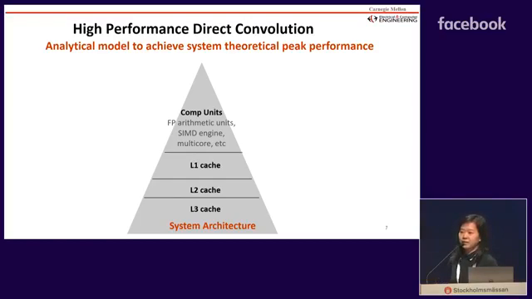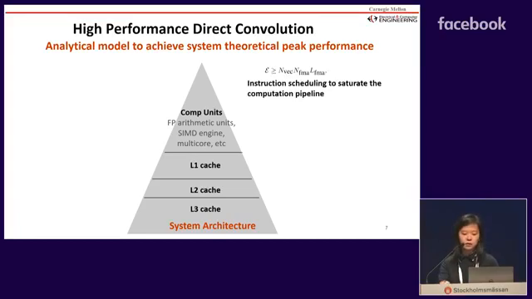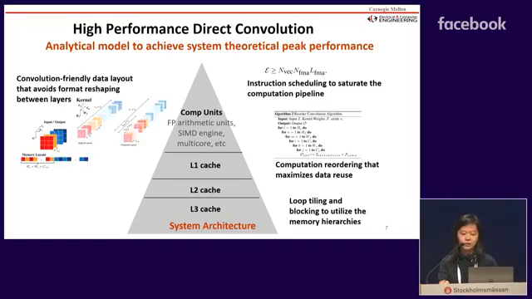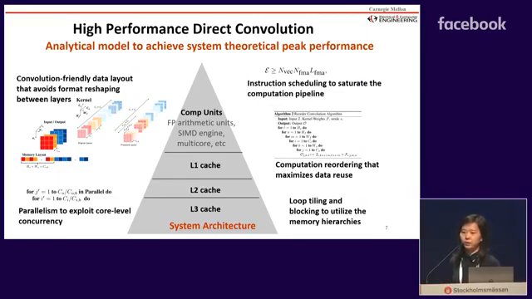But the main idea is we start with an analytical model of the system and, step by step, derive the optimizations required to sustain the system's theoretical peak performance. Those techniques include instruction scheduling to saturate the computational pipeline, computation reordering to maximize data reuse, loop tiling and blocking for memory hierarchies, a convolution-friendly data layout, and core-level parallelism. It's discussed in detail in the paper. You are welcome to read the paper or discuss offline with me.